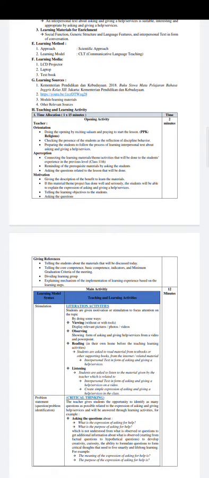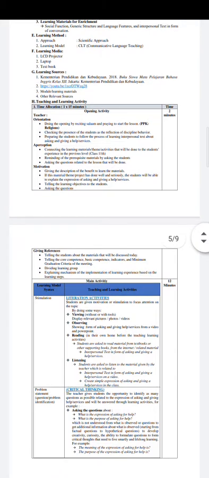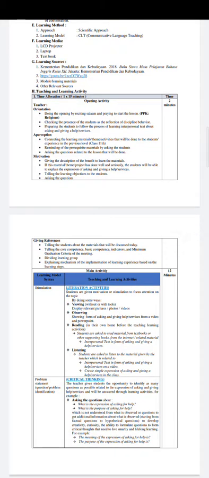Okay, we go to the teaching and learning activity. The first one is an opening activity that will take about 2 minutes. The teacher will give the orientation, perception, and also motivation and give references to the students. For the orientation, doing the opening and reciting salam and praying to start the lesson will be considered as religious. Checking the attendance list and also preparing the students to follow the process of learning interpersonal texts.